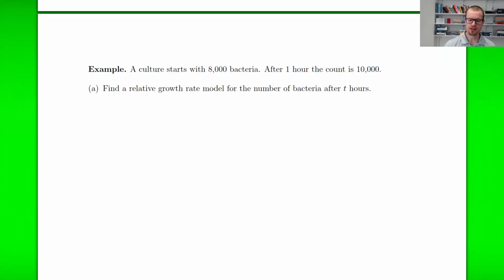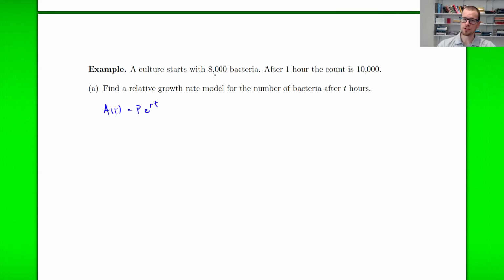Welcome. We want to take a look at an application example of exponential modeling. So we have a culture that starts with 8,000 bacteria, and after 1 hour, the count is 10,000. If we want to find a relative growth rate model, we're looking for a model that looks like A of t is equal to some initial amount times e to the rt.